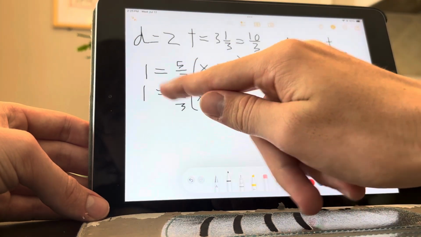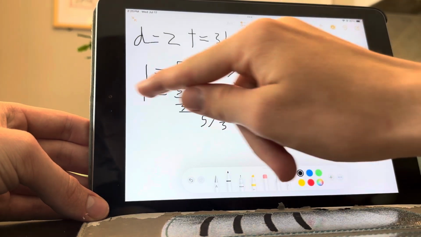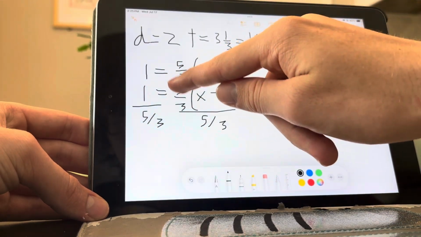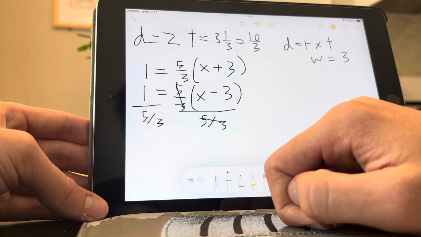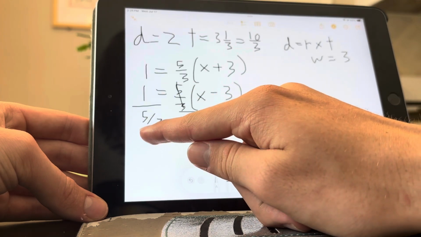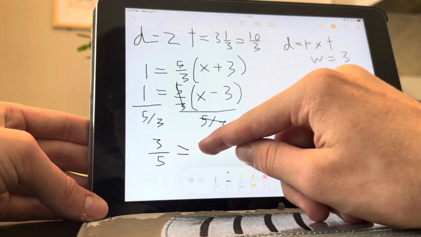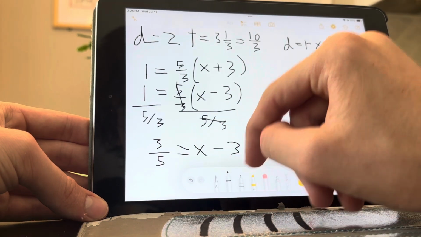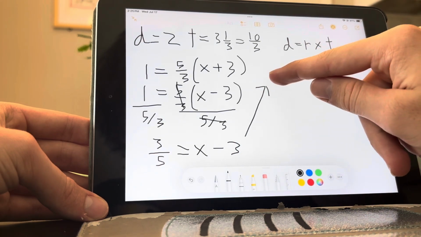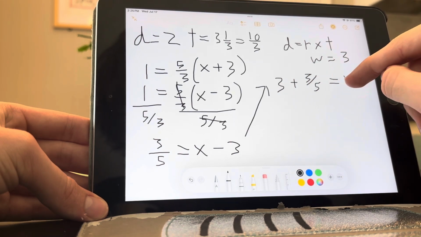Basically the first thing you'll want to do is get rid of that 5/3. So you'll divide both sides by 5/3. Those will cancel. When you're dividing by a fraction like that, you can flip the bottom one and it'll become the answer. So this was actually just 3/5 equals x minus 3. And then all you have to do, add that 3 to the other side. So we'll move up here. So 3 plus 3/5 equals x.